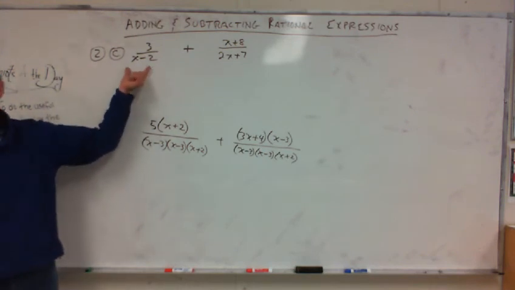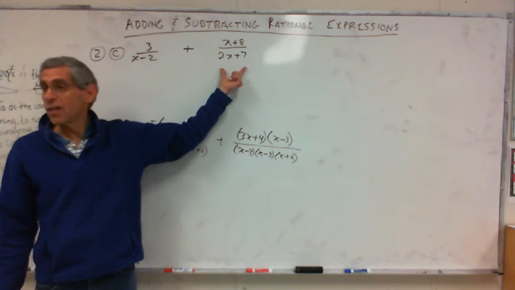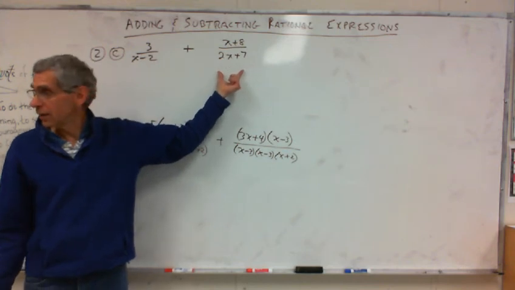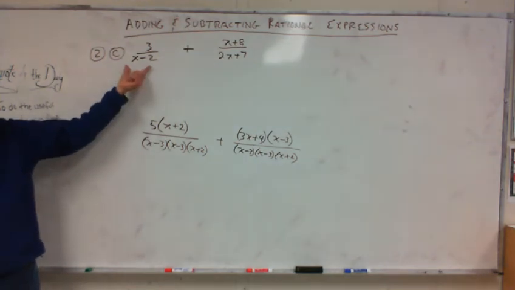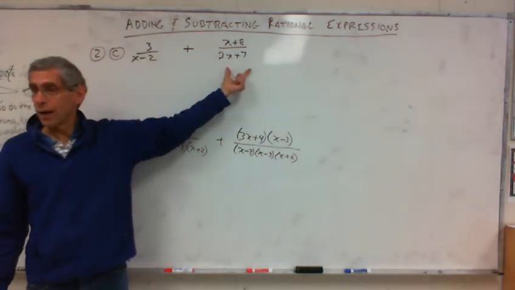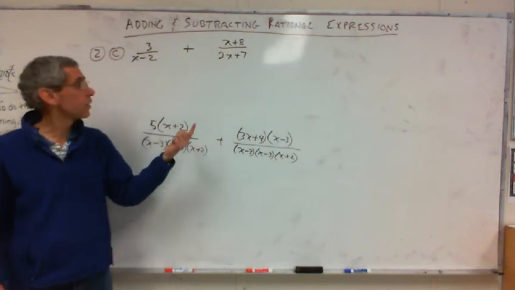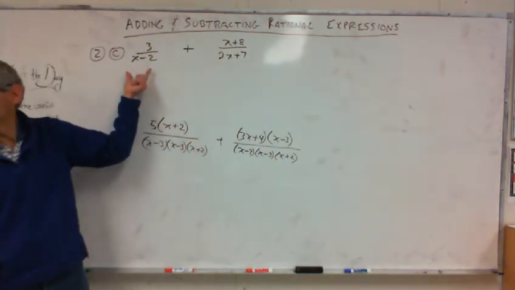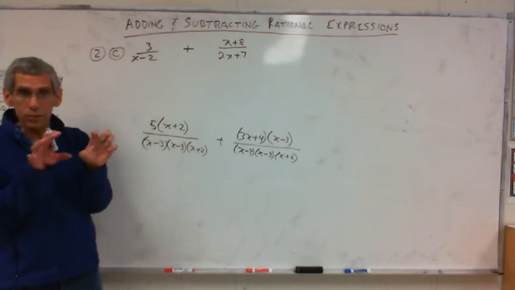this is a blob called x minus 2. This is a blob called 2x plus 7. There is no similarity in these two. They are totally different. Agree with me? There is no way I can turn this into this. Absolutely no way. Therefore, my lowest common denominator is simply multiplying this times this, right? There's no other way to do it. I've just got to multiply them together.